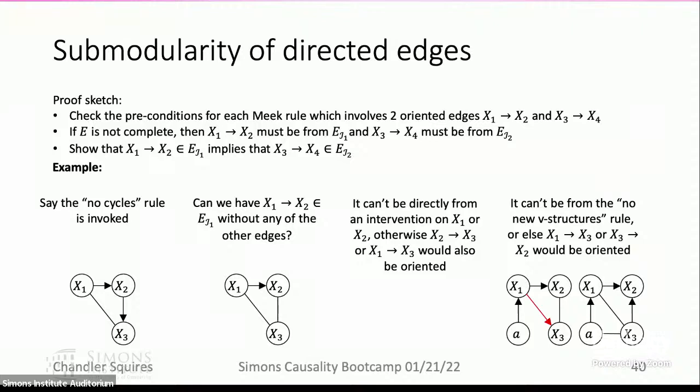But if it was actually adjacent to x3, then there's another meek rule that gets invoked. So you can essentially see if I had this edge and it invoked that this goes this way, and that these 2 are adjacent, then I can't orient x2 to x3. So I'll do this on the board.